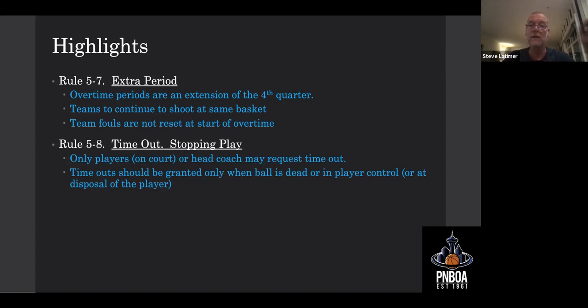If the ball is being passed, you shouldn't grant a timeout at that point in time until it becomes player control again, right? So ball held or being dribbled by a player. A live ball held or being dribbled by a player is the definition of player control. Any questions on that?